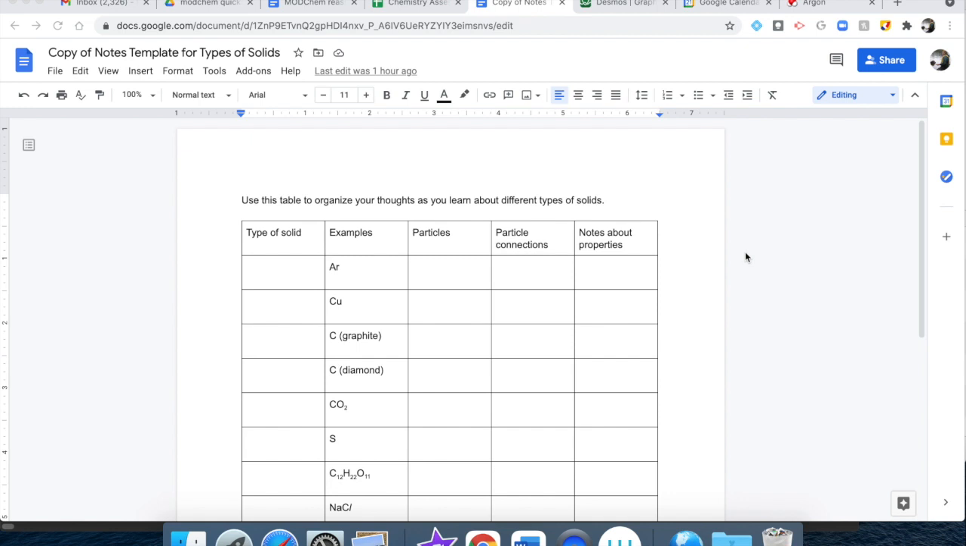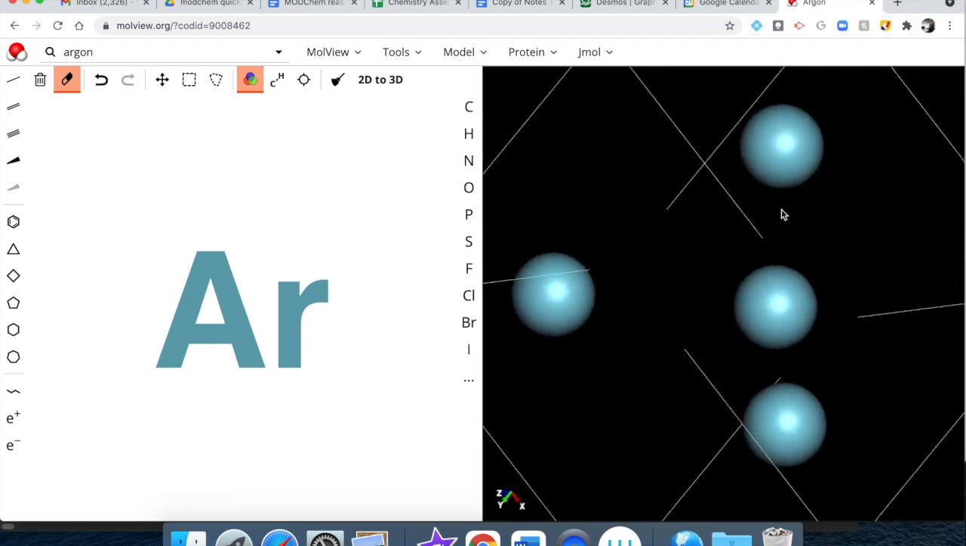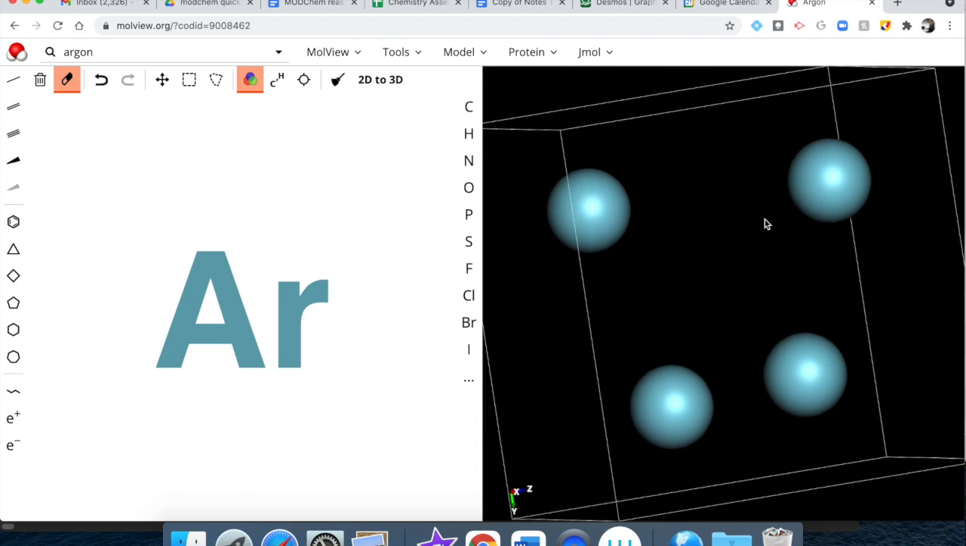So I'm going to show you some models for a bunch of substances that are on this sheet that we have here on the screen, and look at how the particles are connected within the solids and why that causes those substances to behave the way that they behave at the macroscopic scale. So the first one we're looking at is argon. This is a modeling tool that we're going to use to visualize our different solids. I have the ability to rotate this around, and at the submicroscopic scale, this is how we think a bunch of argon atoms would be arranged.